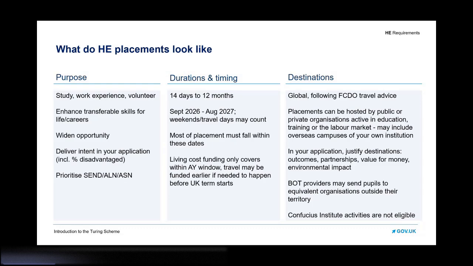After award, we understand that destinations may need to change and the scheme is able to adapt to that, but providers must deliver the intent set out in their application, notably the proportion of students from a disadvantaged background and prioritise students who are SEND, ALN, ASN. The Department for Education may withhold funding and require resubmission if appropriate efforts are not evident. Finally, note again that activities linked to Confucius Institutes are not eligible for Turing Scheme funding.